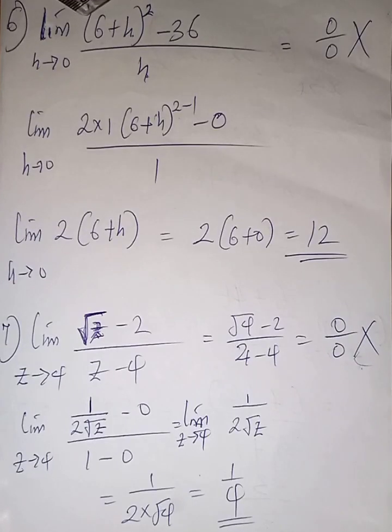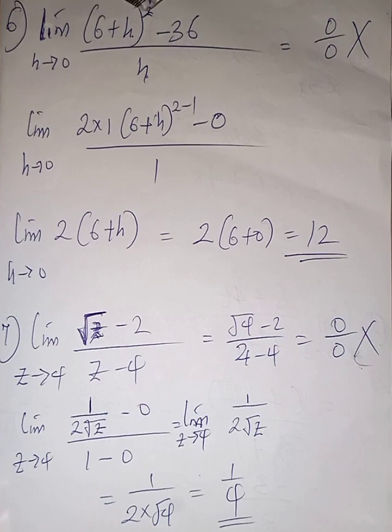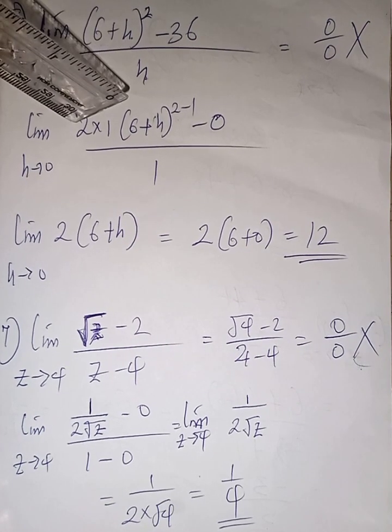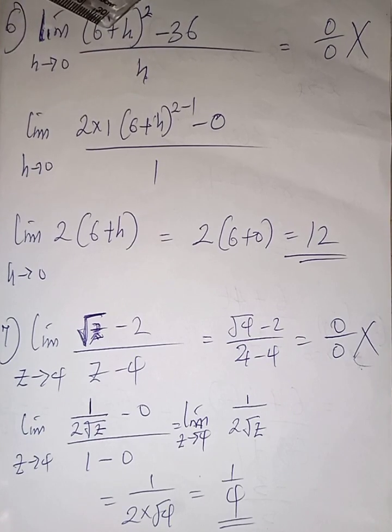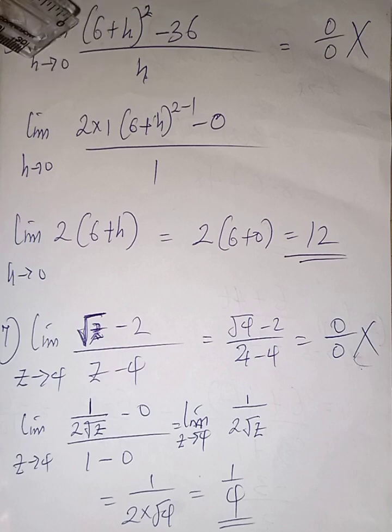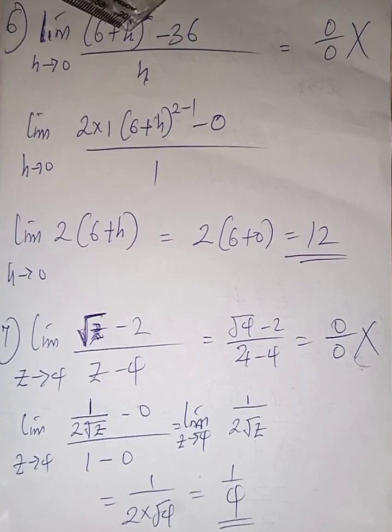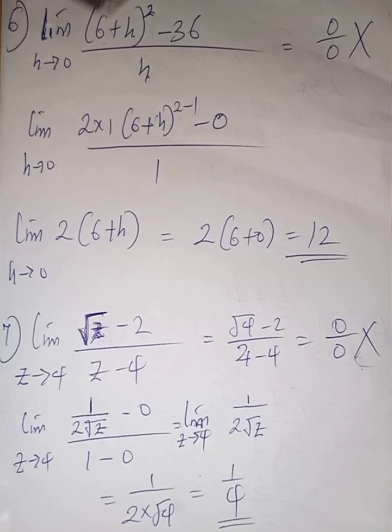Now, how will we differentiate something like this? Let's say you have a bracket with a function inside carrying 2 as power. Look how to differentiate it. The first thing you do, you pick this 2, which is the power, and write it down. Then differentiate inside the bracket. Differentiate h with respect to h, 1. Differentiate 6, there's no h here, 0. So 1 plus 0 is 1, and you use 1 to multiply.